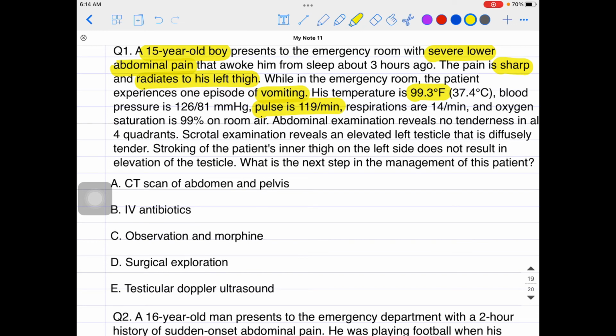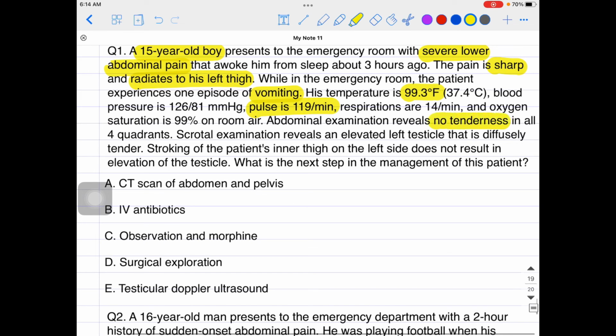Now abdominal examination reveals that there was no tenderness in all 4 quadrants, so there is no abdominal problem as such. Scrotal examination was done and it revealed there was elevated left testicle that is diffusely tender, and stroking of the patient's inner thigh on the left side does not result in the elevation of the testicle, which means they're talking about which sign? They're talking about the cremasteric reflex over here.